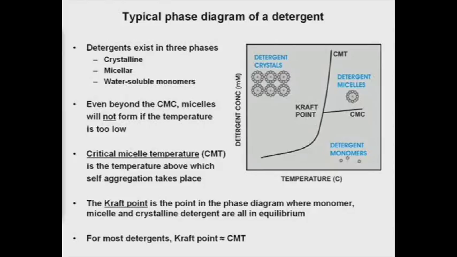Now, related to this critical micelle temperature, you can see in this phase diagram, with temperature on the x-axis, that we have detergent micelles on the right-hand side, detergent monomers below the critical micelle concentration, and this crystalline state of detergents on the left here. Once we get above the CMC, we get micelles forming, but beyond the critical micelle temperature. And you can see that this Kraft point here is very close to the critical micelle temperature. The Kraft point represents a point in space where we're in equilibrium between detergent micelles, detergent crystals, and detergent monomers. But practically for most detergents, this Kraft point is actually pretty much the same as the critical micelle temperature.